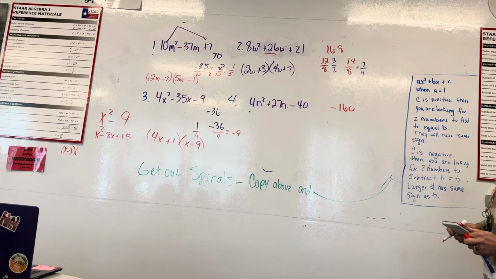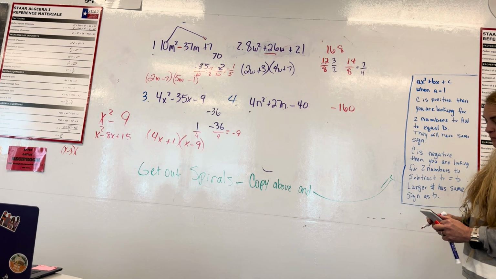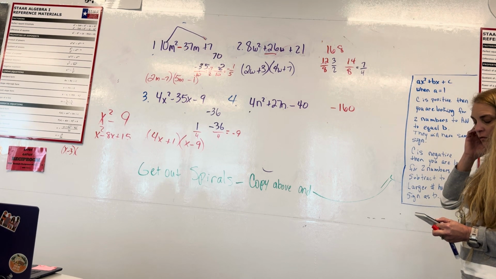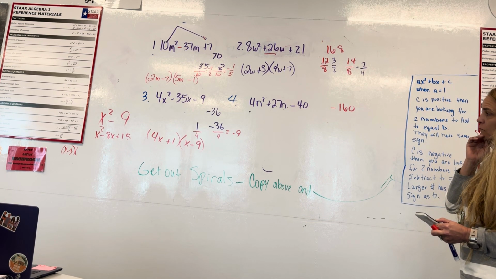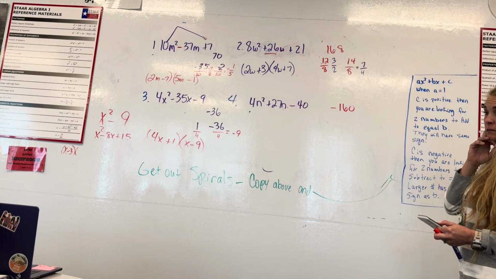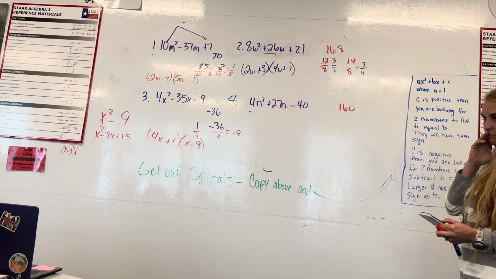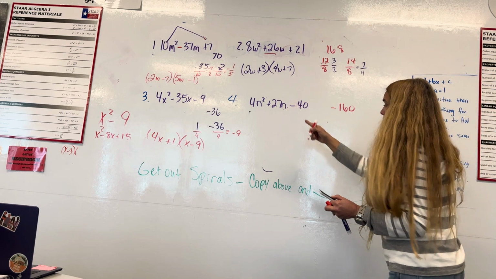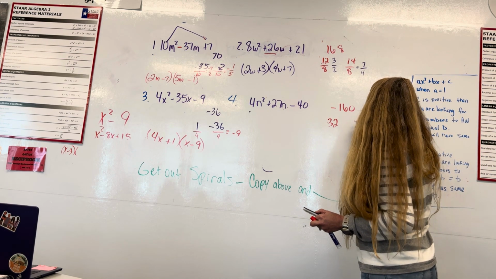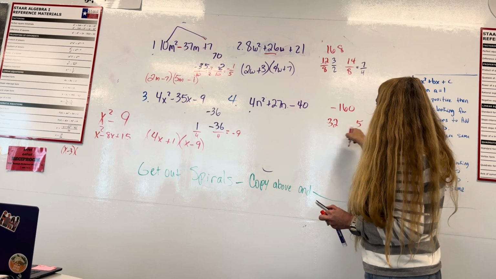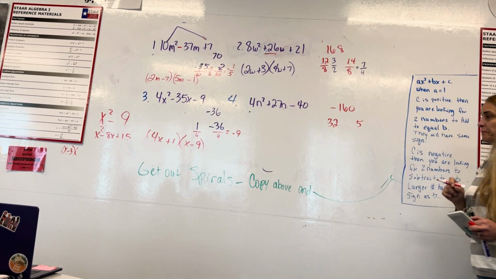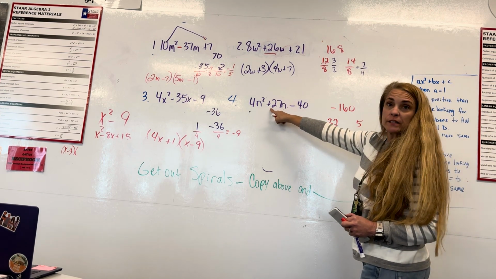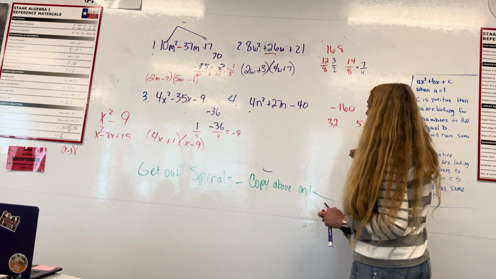So 40 minus 4 is not it. What's the next one? After 4 is 5 and 32. And 32 minus 5 equals 27. So one of them has to be negative. Which one? It's the 5, because we have a positive 27. So your larger number has to be positive.